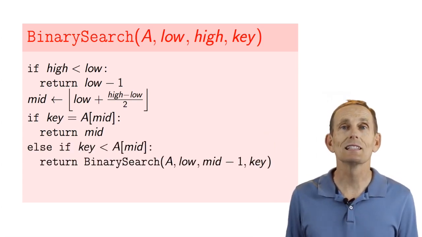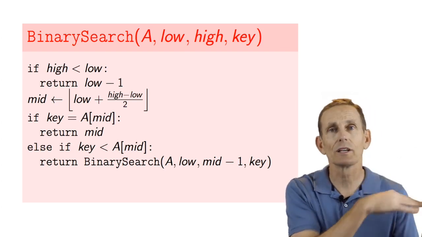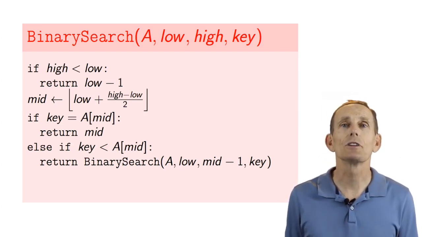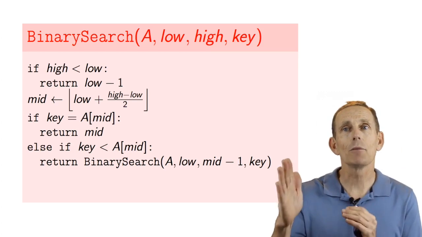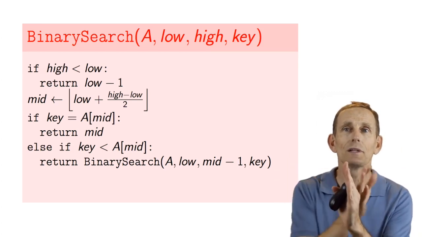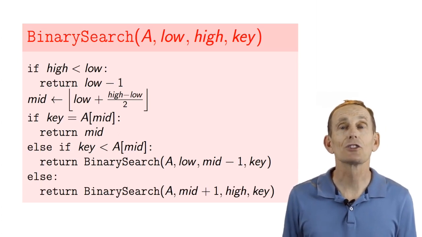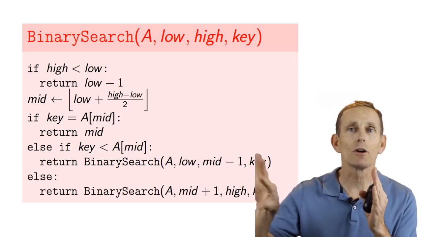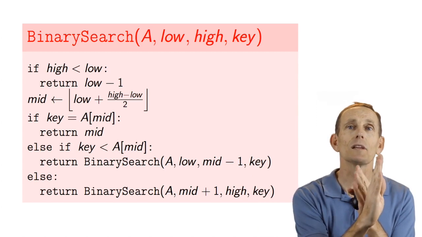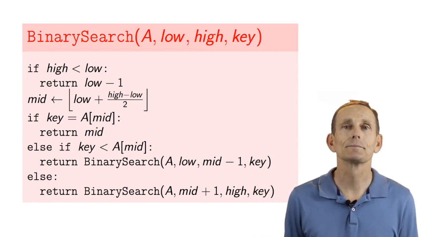So if the key is less than the midpoint element, then all the upper ones we can ignore. So we're going to return the binary search in A from low to mid minus 1, completely ignoring all this stuff over here. Otherwise, the key is greater than the midpoint, and again we can throw away the lower stuff and go from midpoint plus 1 all the way to high.